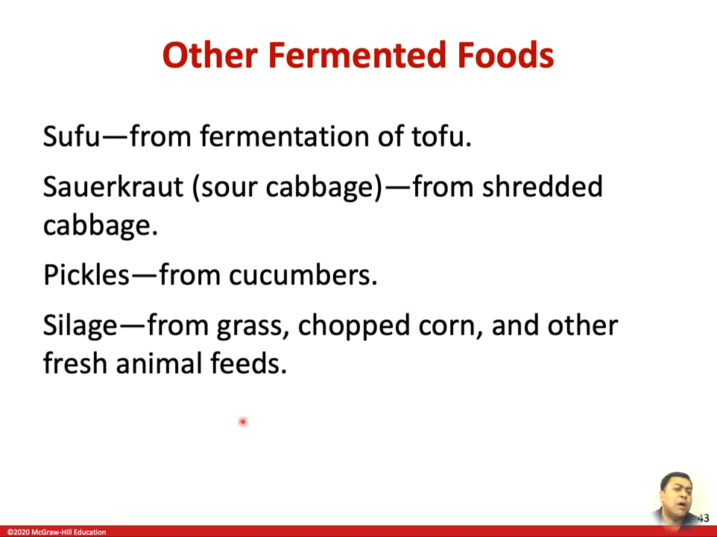This is an interesting product called silage, and silage is from grass, chopped corn, and other fresh animal feeds. This is a fermented product, usually used during the winter months to feed the animals. At that time, they will not be able to graze in regions where there is a huge amount of snowfall. And this is a form that they are used in the winter months.